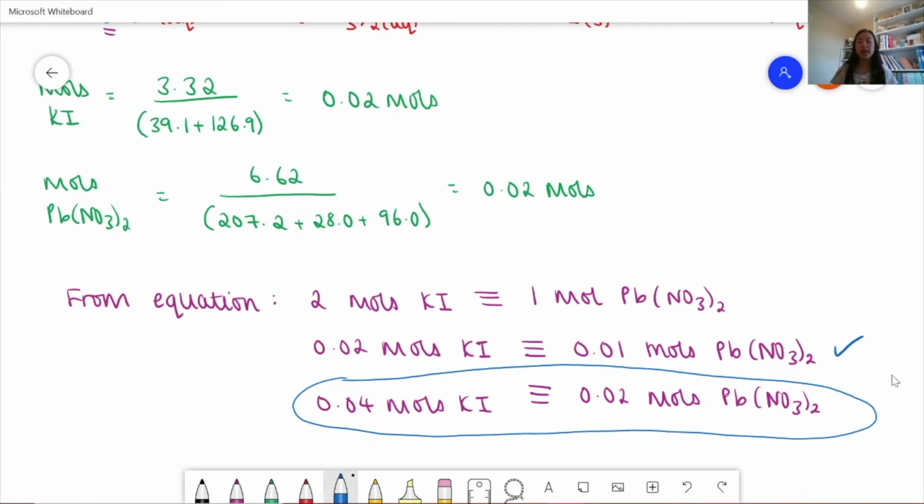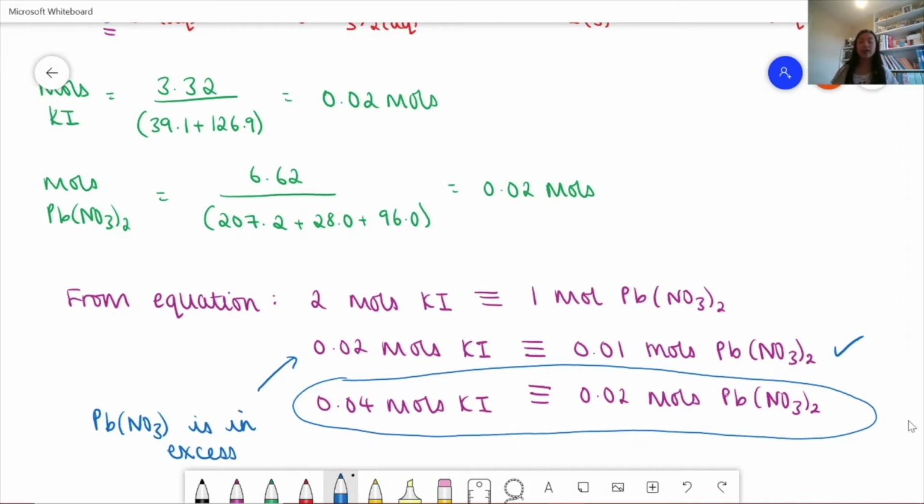We can also say that the lead nitrate will be in excess, because we actually have 0.02 moles of this lead nitrate, and we're only reacting 0.01, so we'll have some left after the reaction. And so we say that lead nitrate is in excess. So that is the reagent which is in excess.